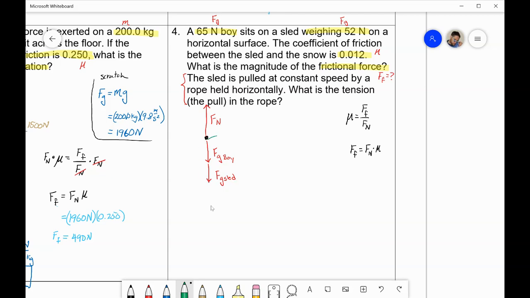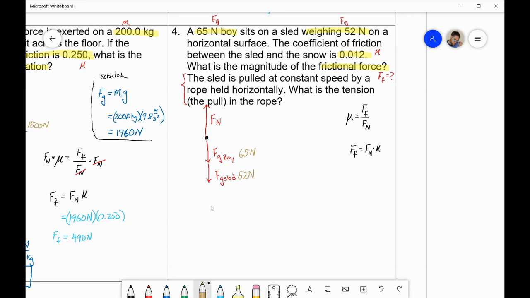Oops, that's not a very good circle. Sum these two forces here to be able to figure out what to do. So let's go ahead and plug in the values that we've got. We've got 65 newtons for the boy, and we've got 52 newtons for the sled.